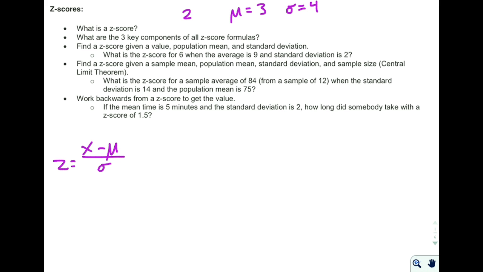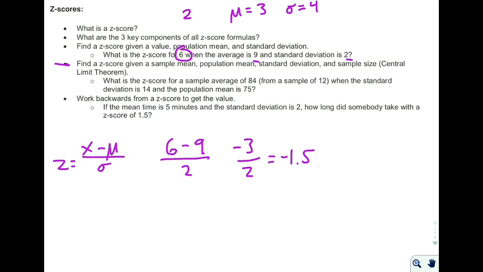For find a z-score given a value, let's say we know that we want to find it for 6 when the average is 9 and standard deviation is 2. So the value that we care about is 6, the average is 9, and we're going to divide that by 2. So we are 3 below the mean, we are -3, and in terms of standard deviations, that would be -1.5, or 1.5 standard deviations below the mean.